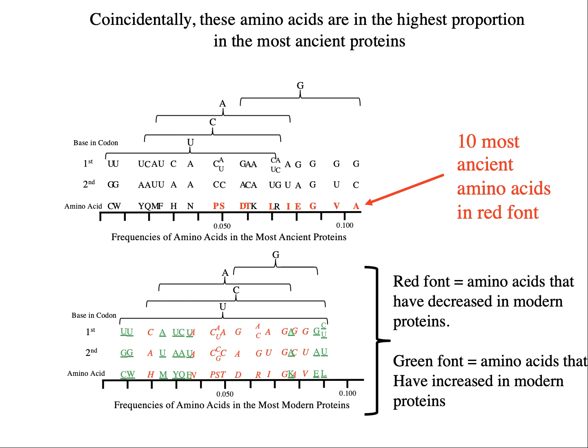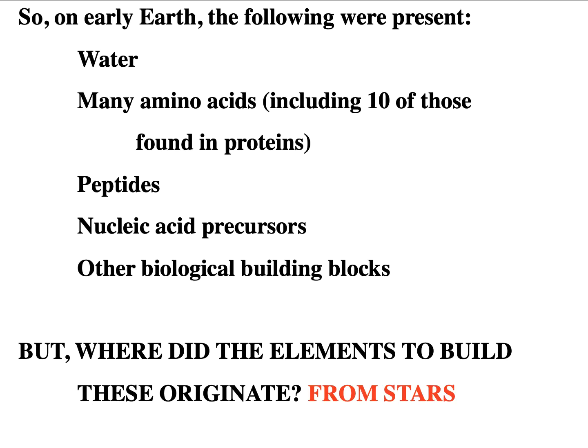So one of the conclusions from this is that 4.2 or 4.0 billion years ago, life was much simpler because the diversity of molecules that could be used by those living things was also simpler. So very early on Earth, from 4.1, 4.2 billion years ago, there was water. There were at least 10 amino acids available. There were peptides. There were nucleic acid precursors. And there were other building blocks, including those that made fatty acids and carbohydrates.